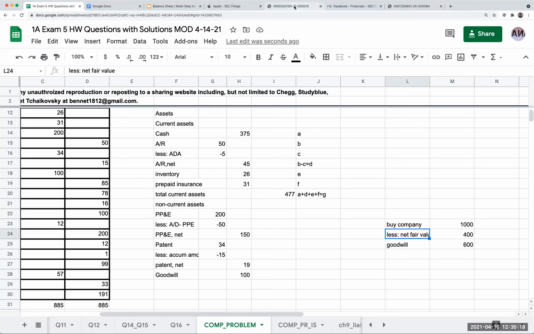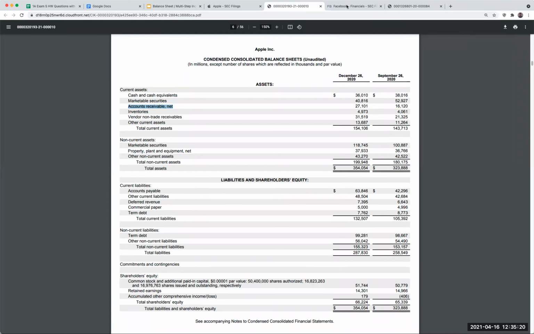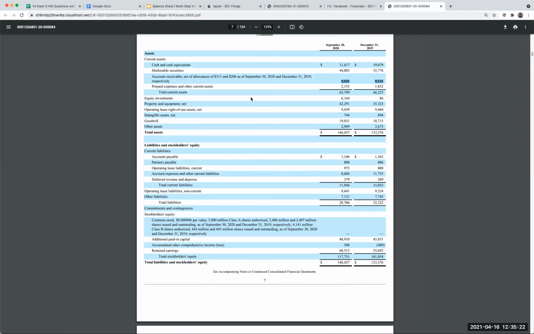So when we look at Apple, it doesn't actually have any goodwill. But over here, Facebook, as of September 30th, 2020, had about 19 billion of goodwill. What does that mean? They've made a lot of acquisitions: WhatsApp, Instagram, Oculus Rift. All of those acquisitions, they've paid more than the fair value of the assets.